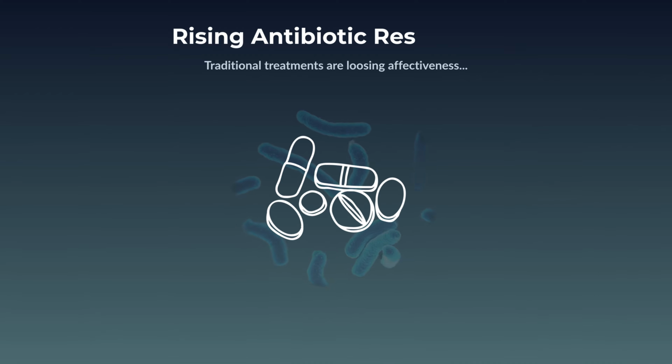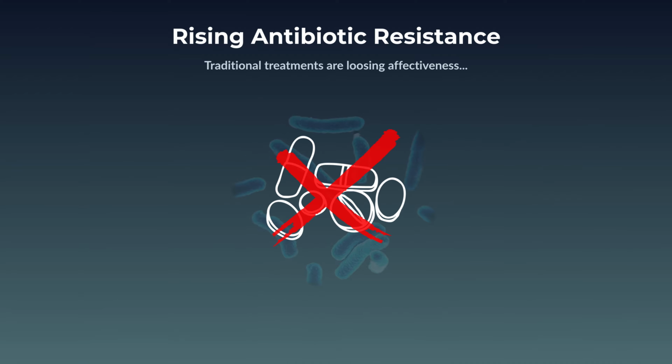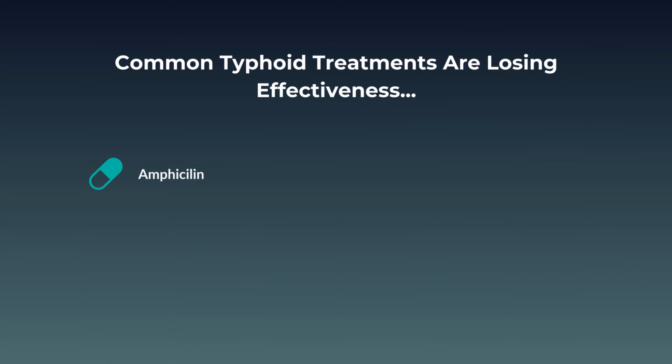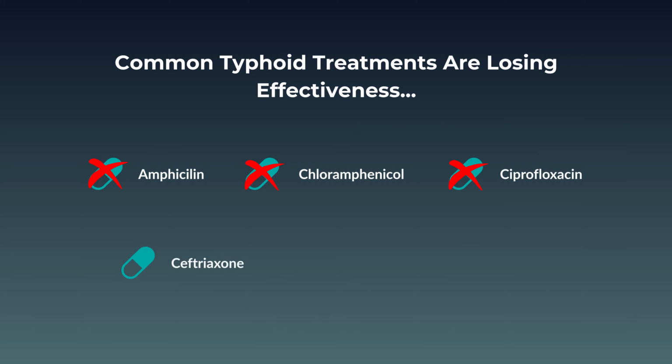Unfortunately, the standard antibiotics are failing against multidrug-resistant and extensively drug-resistant Salmonella Typhi. Drugs like ampicillin, chloramphenicol, and ciprofloxacin are becoming ineffective, and even ceftriaxone and azithromycin-resistant strains are emerging. This growing resistance crisis threatens to make typhoid fever much harder to treat.